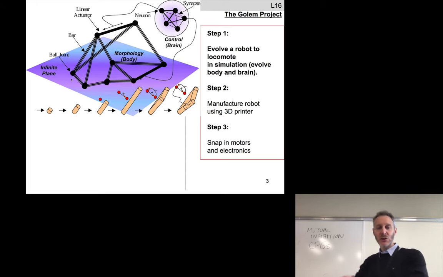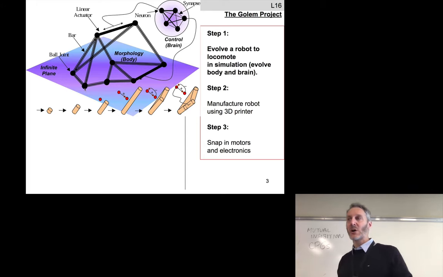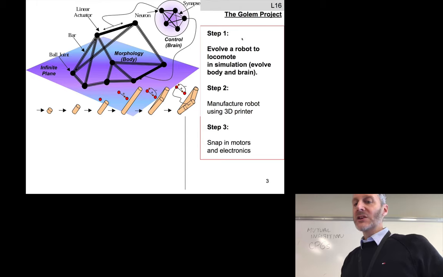For our purposes, you can think of these balls, for the moment, as like ball and socket joints in your shoulder or your hip. Step one of the experiment, they're going to evolve both body and brain in simulation. Back in the year 2000, there were the very first physics engines, so they did use a physics engine in this case.